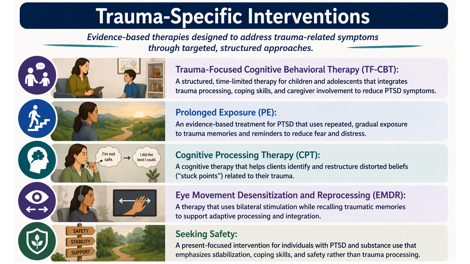It involves two primary components: in vivo exposure, gradual, real-world confrontation with trauma reminders that have been avoided, and imaginal exposure, which involves repeated, structured revisiting of the traumatic memory in session. The mechanism is habituation. By activating the fear structure in a safe context, the threat response gradually extinguishes, and the memory loses its power to generate the same level of distress.